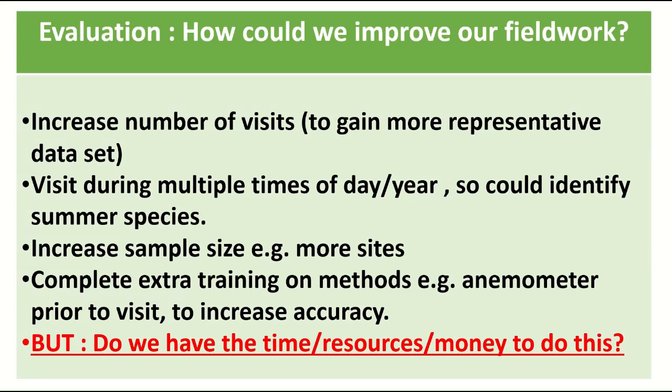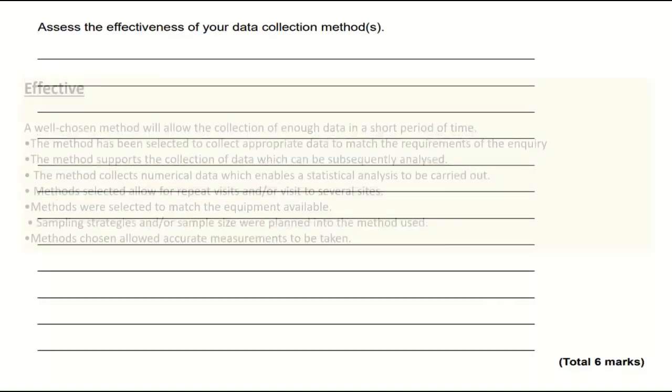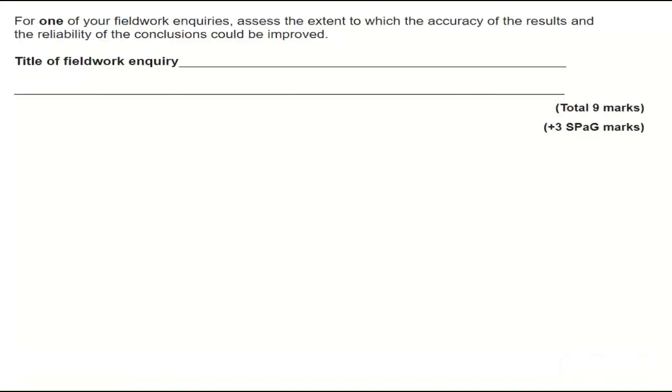So what I would do for that 9-mark question is, I would go through a couple of things we could have done to improve our accuracy and reliability, and I would have given this counter argument: but do we have the time to answer that as well? So it's really important that you actually do each little bit of the stage, because each stage will be either a 6 or 9-mark question.